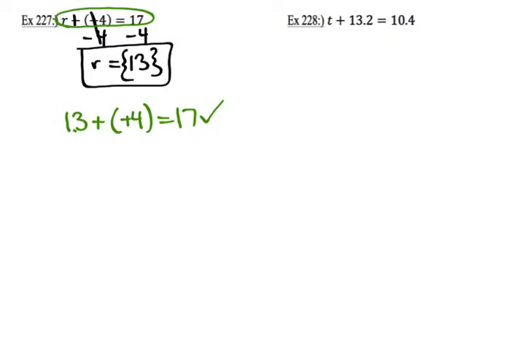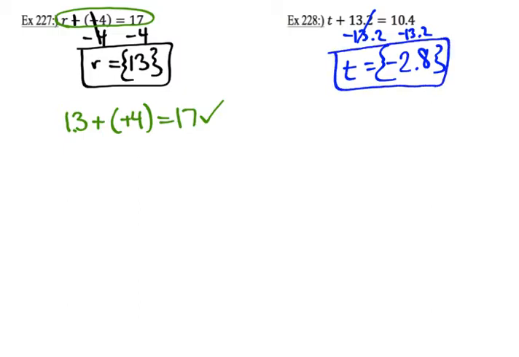t plus 13.2 equals 10.4. We're going to subtract 13.2 from both sides. And that gives us t equals 10.4 minus 13.2 is negative 2.8. That could be checked on the calculator. So that is our solution.